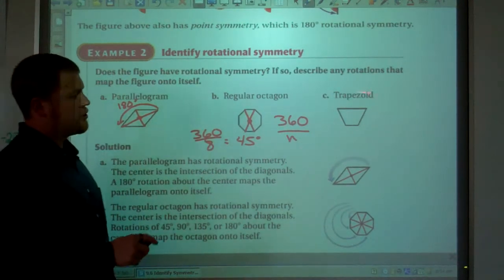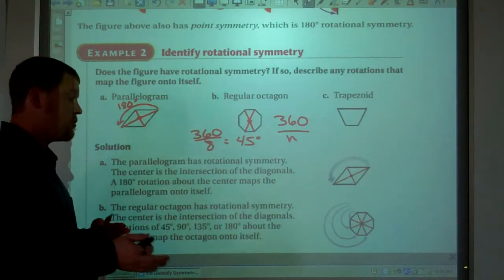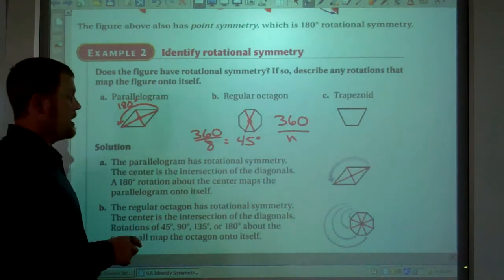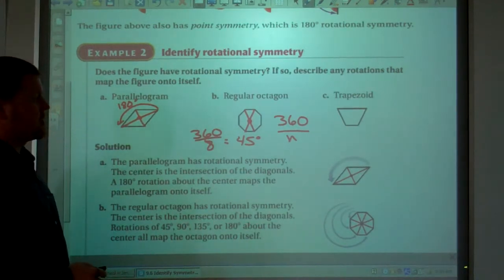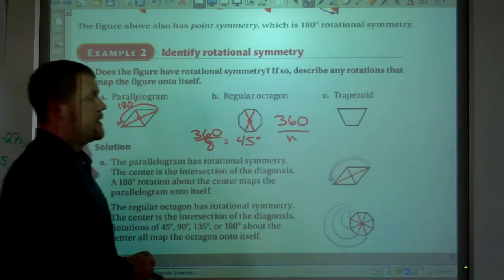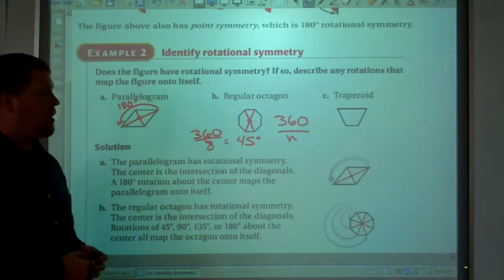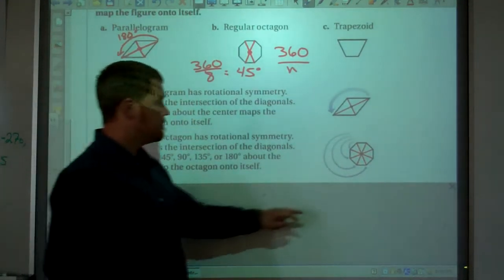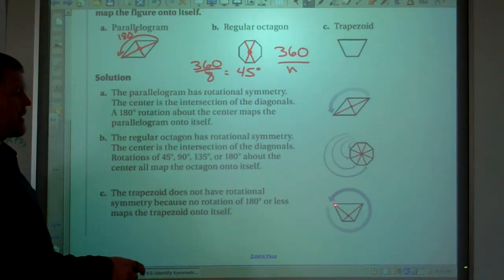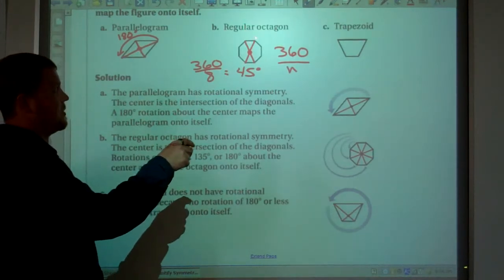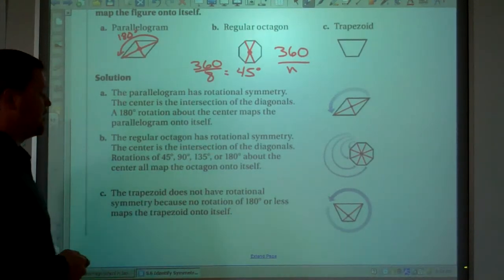How about our trapezoid here? Now, your rotational symmetry must be 180 degrees or less. If it's more than that, it's just a repeat of the previous ones. So it's 180 degrees or less to determine whether or not it's rotational symmetry. And this would require us to go 360 degrees to get back to a mapping of the original figure. This one, if I rotated 45 degrees, it would go to that point, and every other point would match up.